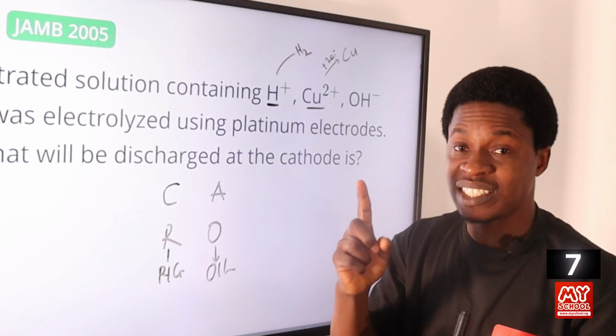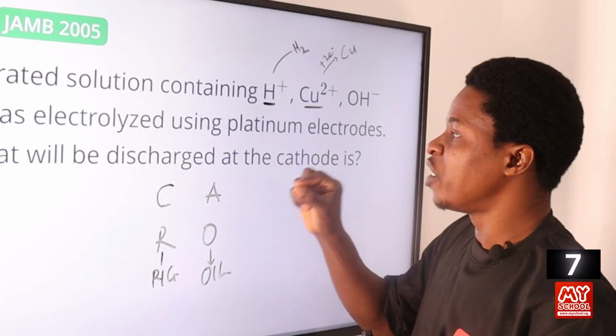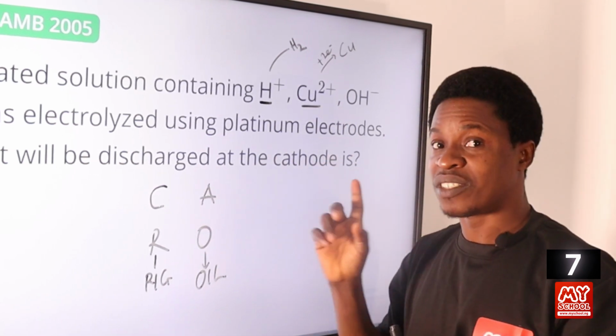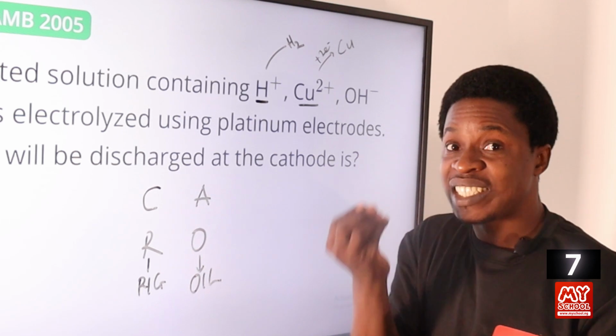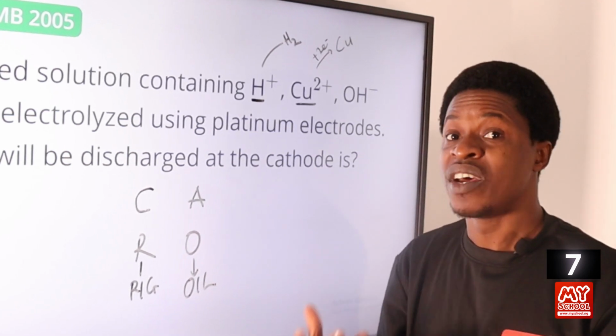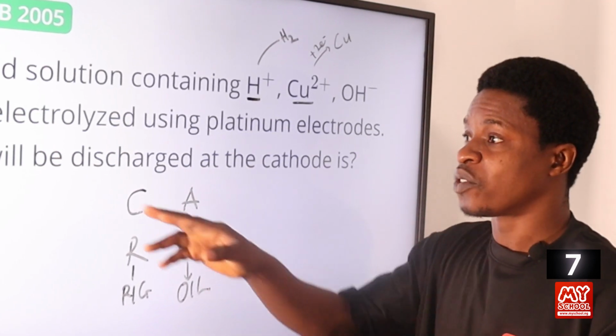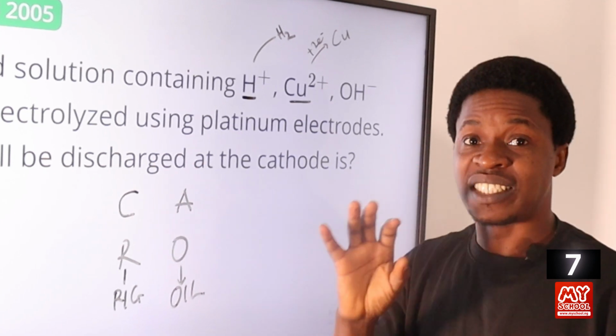So based on that, the copper ion is going to get discharged at the cathode. Take note, the copper ion requires a lesser amount of energy to gain electrons, so it's going to get discharged at the cathode.